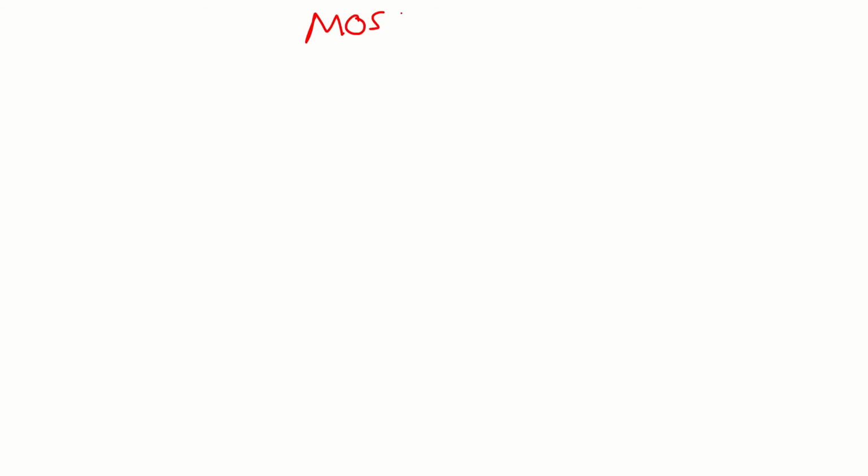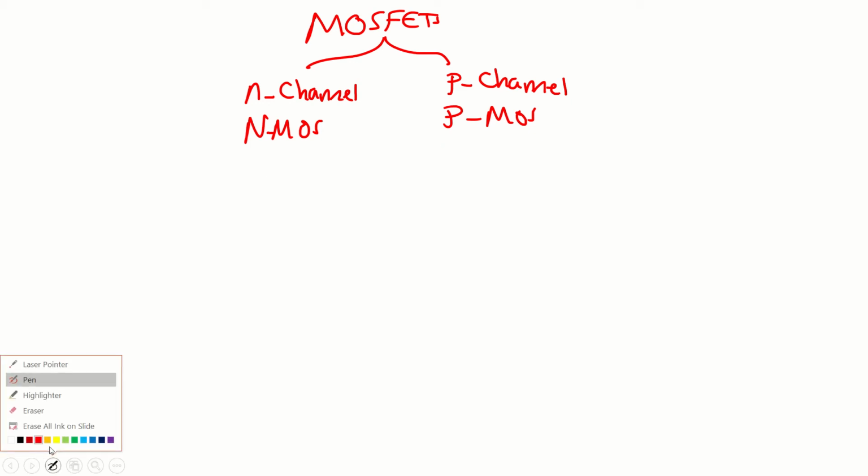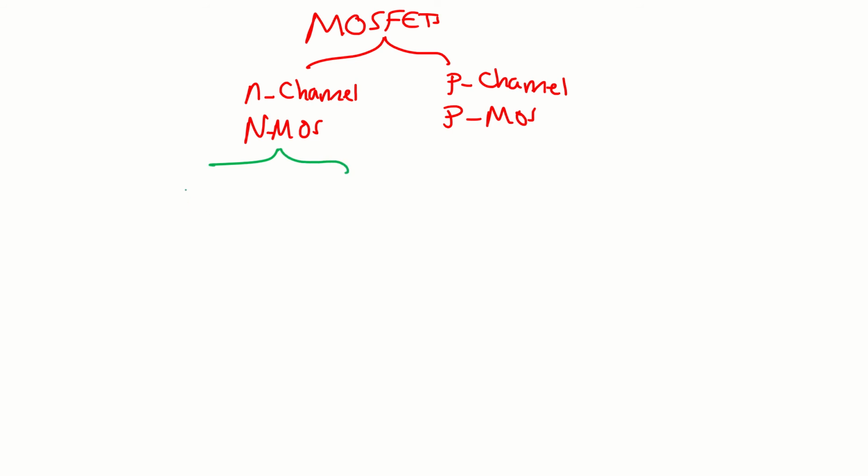I want to give you a brief about the types of MOSFETs that we will be using in class number 1. MOSFETs can be classified into two types. As we know, we have the N-channel MOSFET, or N MOSFET, and we have the P-channel MOSFET, or P MOSFET. Those two types also can be classified into two types.